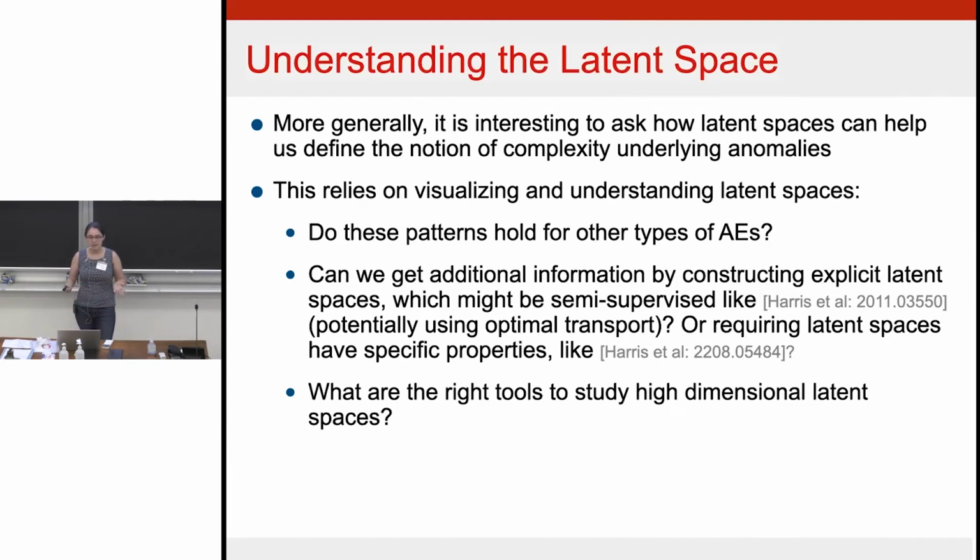So some things I'm currently thinking about are questions like, do these patterns where there's this correlation with the EMD hold for other types of autoencoders or other types of events? Is this specific to jets or not? Can we get additional information by constructing explicit latent spaces? So for example, this paper by Phil Harris and collaborators at MIT compares a semi-supervised approach where you develop a latent space that depends both on a signal and a background, and you're trying to compare both of them.